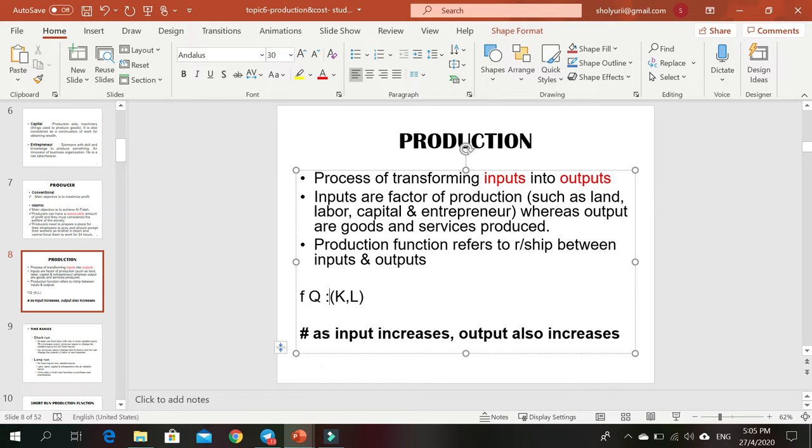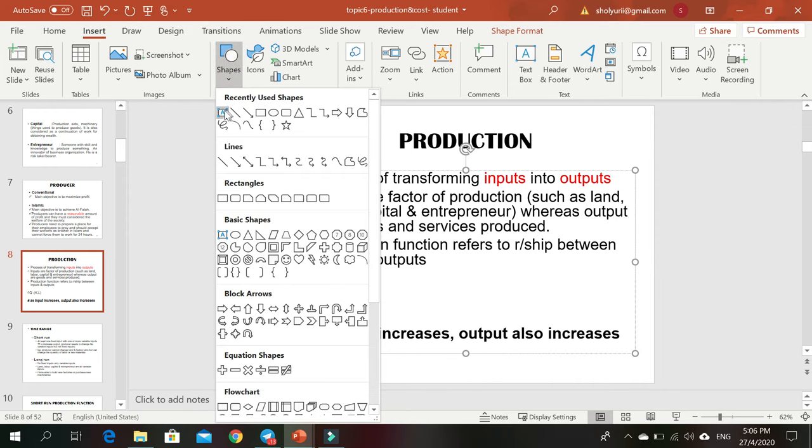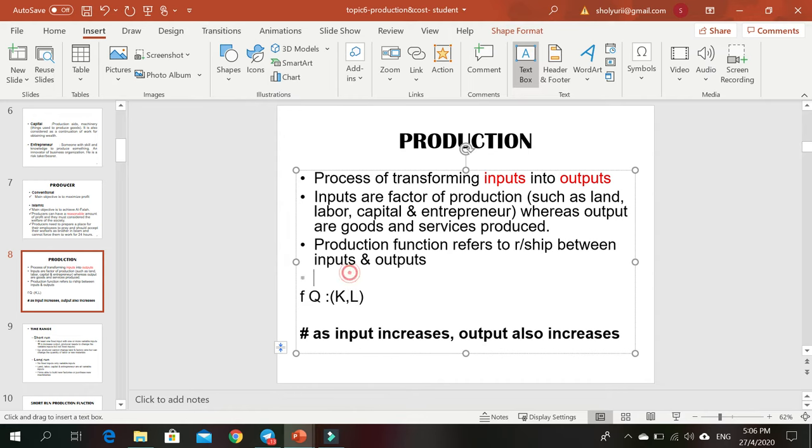Function to produce quantity, or output, you will use two inputs, which is K stand for capital, L stand for labor. Kenapa pula pakai dua je kan? Tadi I told you kita ada... it's not working. Okay, so tak apa, I write it here. K stand for capital, L stand for labor.